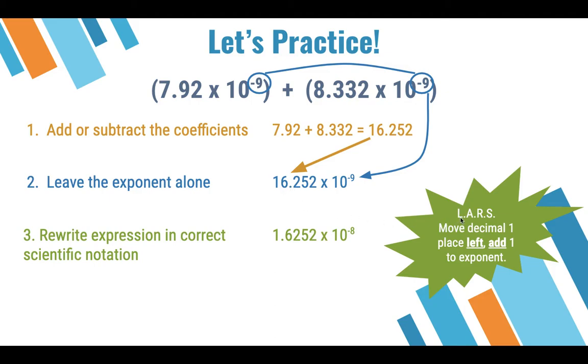So we find the L, that stands for left, and A means add. So if we move it, add to our exponent the number of place values. In this case, we're moving it only 1 to the left, so we have to add 1. So negative 9 plus 1, if you do that in your calculator, you're going to get negative 8. Or if you do this in your head, negative 9 plus 1, they're opposites, so we subtract. 9 minus 1 is 8, and whichever one is bigger, we keep that sign. 9 is bigger than 1, and 9 is negative, so our answer has to be negative. So our final answer would be 1.6252 times 10 to the negative 8th.